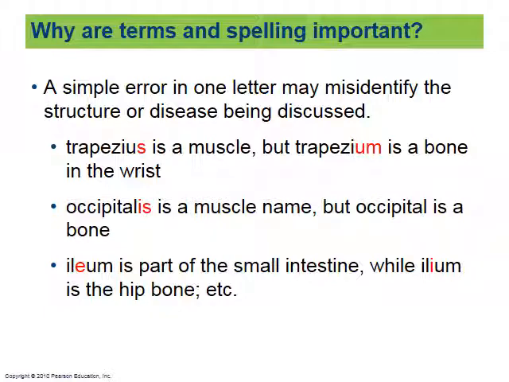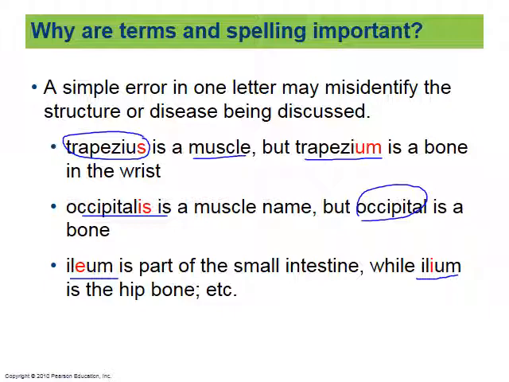The last thing I want to discuss is spelling. A lot of people don't understand why we don't have multiple choice lab tests, why it's direct memory, a blank lab answer sheet, and you write the answer in. It's because spelling is important. One spelling error could misidentify a structure or a disease and cause a lot of problems. We have a muscle called the trapezius, but we have a bone called trapezium. Again, we have a muscle called occipitalis, but occipital is the bone. And this one's even more alarming if you misspell it: the ileum and the ilium. One is part of your small intestine and one is your hip bone.